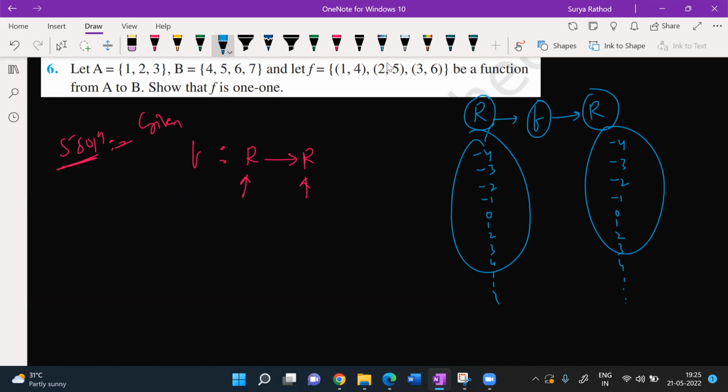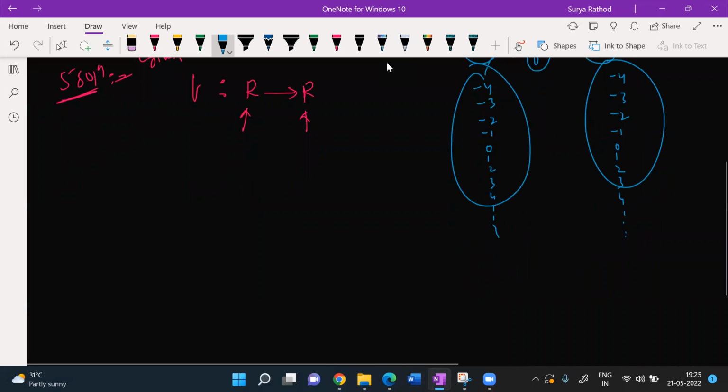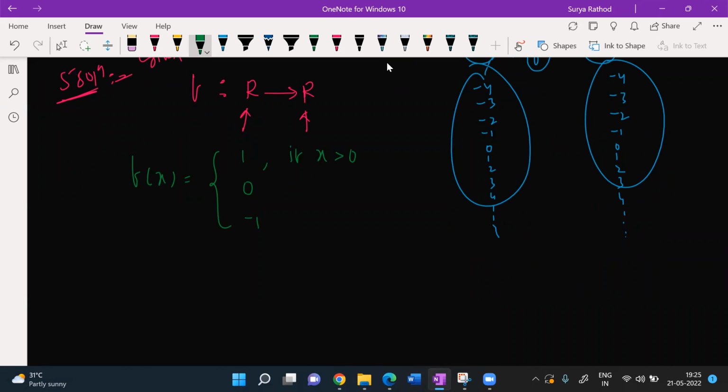Perfect. Yes. So look at this here. Let me write the function definition again. F of x is given as 1, 0, -1. F of x is going to be 1 if x is greater than 0, beta. F of x is going to be 0 if x is equal to 0, beta. F of x is going to be -1 if x is less than 0.